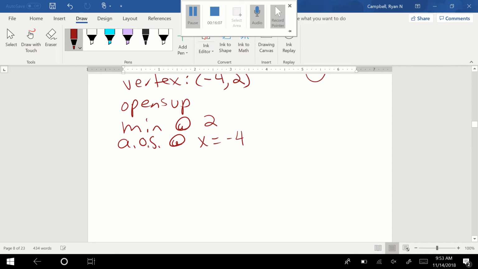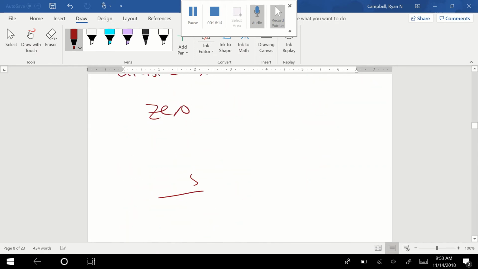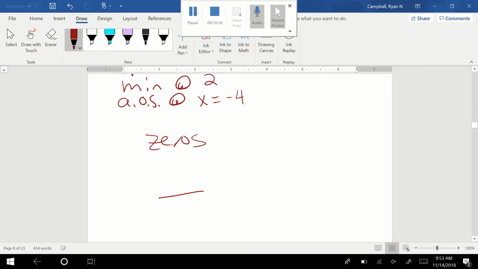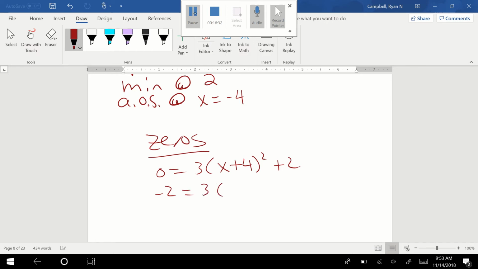So now we just have to figure out what our zeros are. So let's look at our equation. 0 equals 3 times x plus 4 squared plus 2. We do the same thing we did last time. Subtract out that 2. So negative 2 equals 3 times x plus 4 squared. Divide by 3. Negative 2/3 equals x plus 4 squared.